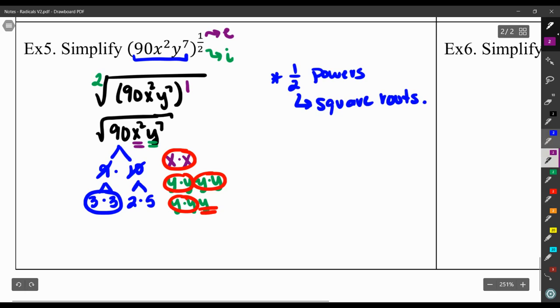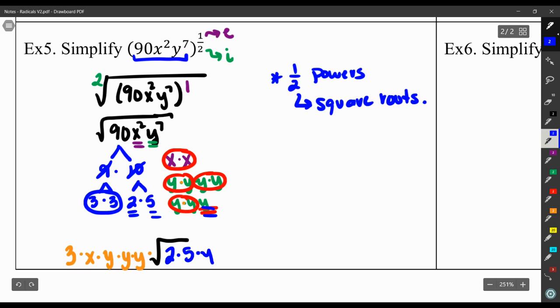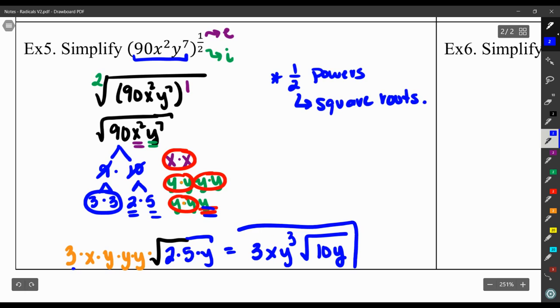If we simplify this down, all the pairs will go outside the square root. So we have a 3 on the outside, we have an x on the outside, and we have 1, 2, 3 pairs of y's, so 1, 2, 3 y's. Then the square root of whatever's left without a pair: in this case, 2 times 5, and then the y. Then we simplify. On the outside, 3 is just a 3, x, and then y times itself 3 times is y to the 3rd. The square root of 2 times 5 makes 10, and the y stays inside. So this is the simplified version of example 5.